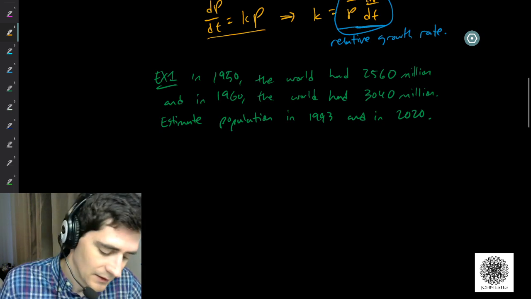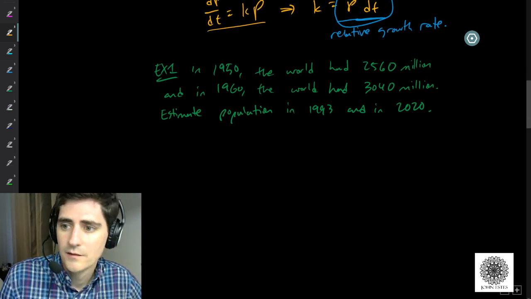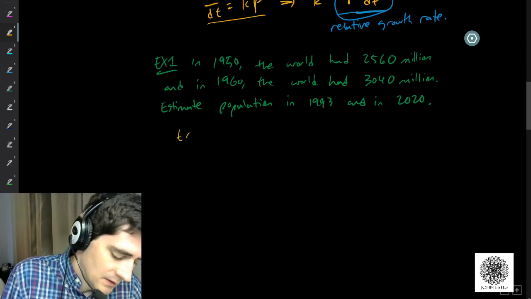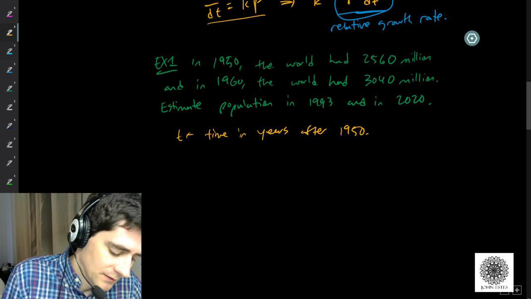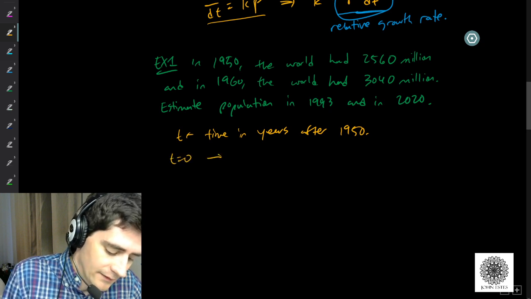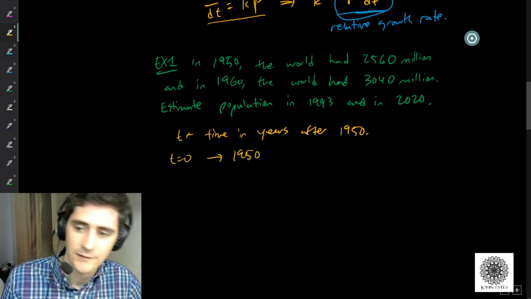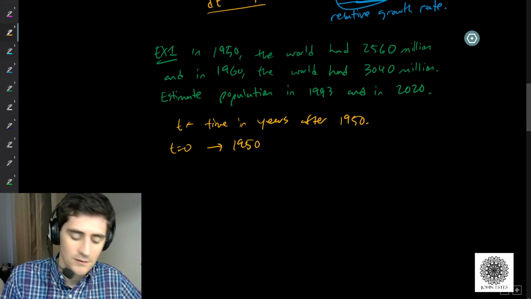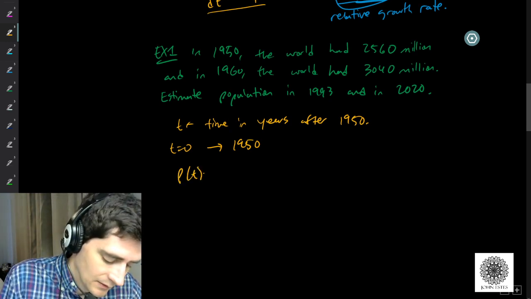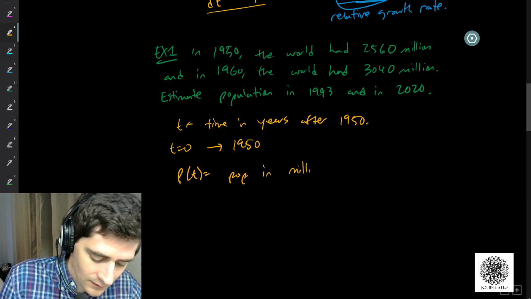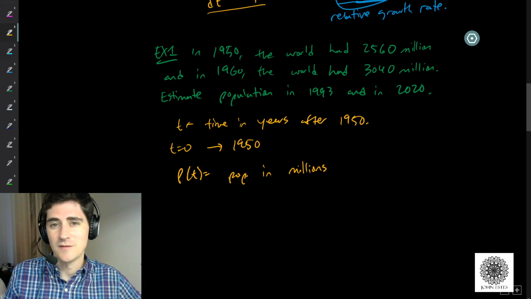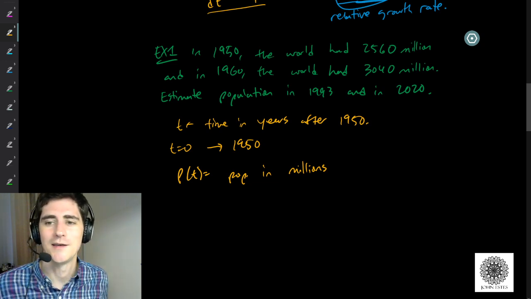All right, we're going to let t be time in years after 1950. Okay, so t = 0 is 1950. And we also are going to let P(t) measure population in millions. That's why we had that 3,040 million. I mean, you don't usually say it that way, right?